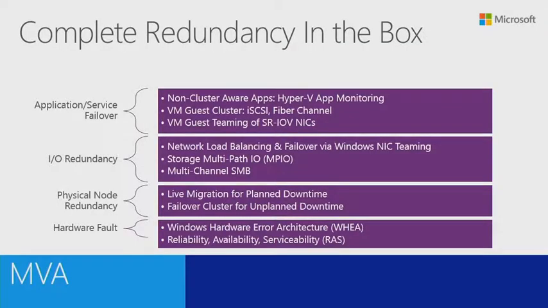So let's move up the stack again. Now let's move up to application service and failover. So if you're running VMs and you want to provide a level of failover within the virtual machine, say for example, you're running a cluster-aware application and you want to cluster those applications, great, you can do that. You can run a guest cluster using iSCSI or now the new virtual Fiber Channel. You can also do guest NIC teaming. So now you get network redundancy for SR-IOV NICs within your virtual machine.